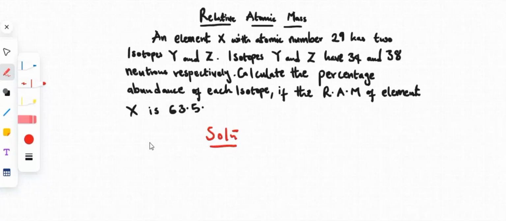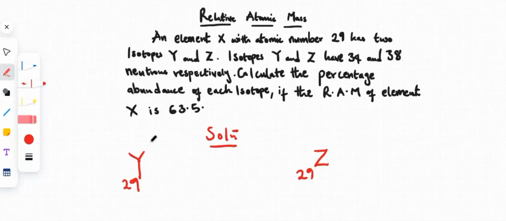So basically, they say an element X with atomic number 29 has two isotopes. So the isotopes of X are what? Y, let's write Y on the side, and Z. So isotopes Y and Z have 34 and 38 neutrons. Since the atomic number is 29, they both have the same atomic number. Remember what isotopes are: they have the same atomic number but different mass number. So the atomic number here is 29, here is 29.